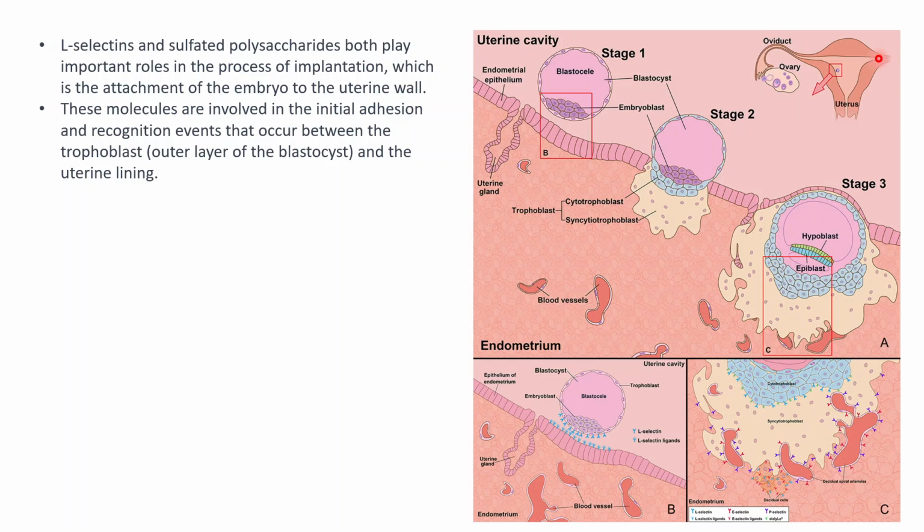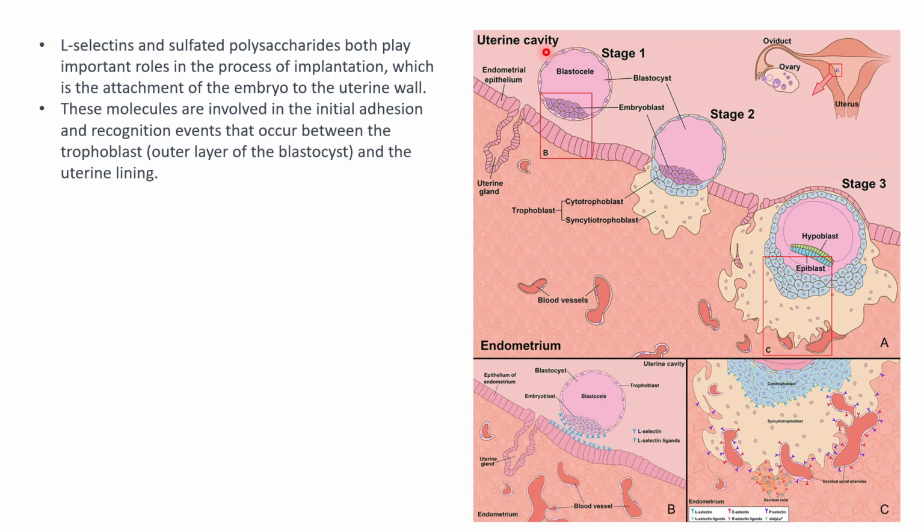L-selectins and sulfated polysaccharides both play important roles in the process of implantation, which is the attachment of the embryo to the uterine wall. So here is a schematic showing an easy representation of implantation of the embryo into the endometrial lining or the uterine wall.